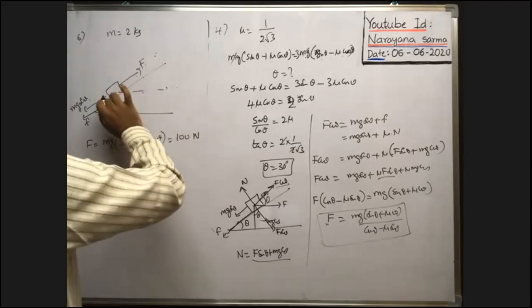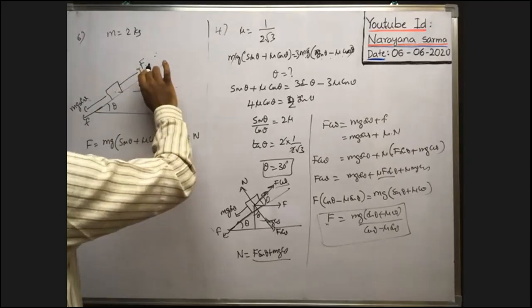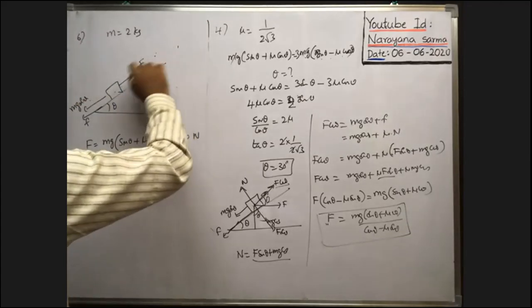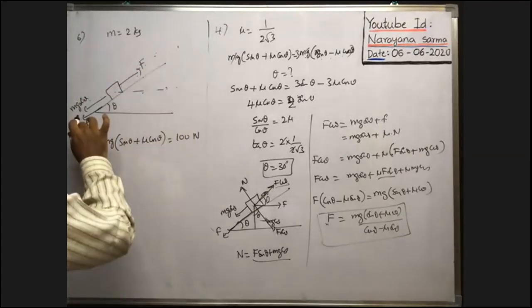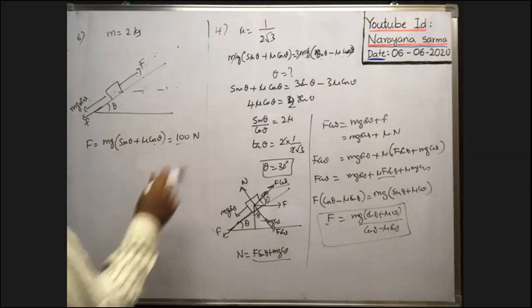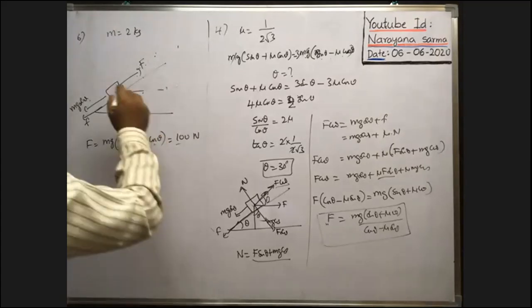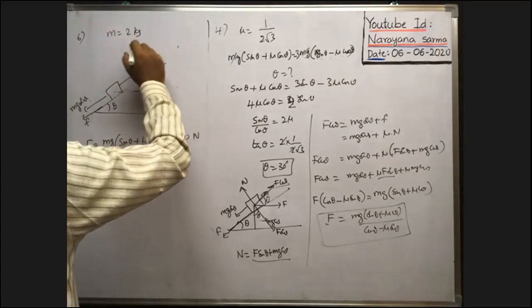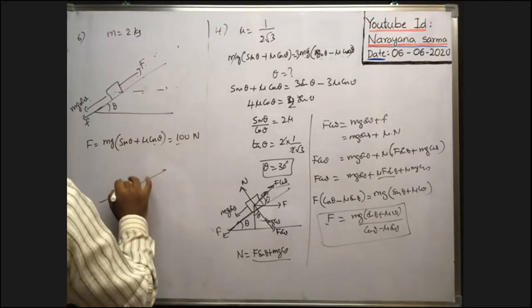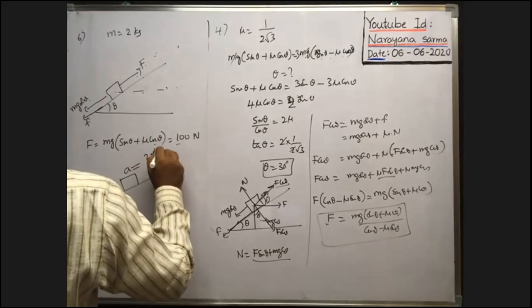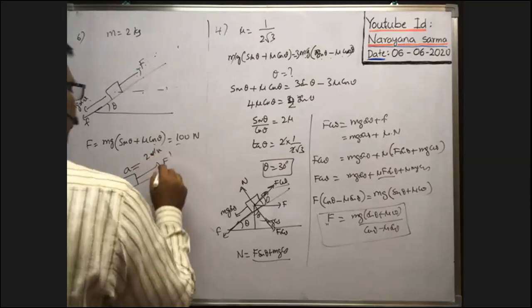Whenever the block moves along the inclined plane upwards with constant velocity, the net force in the downward direction is equal to the applied force along the inclined plane upwards. That's why F is equal to mg of sin theta plus mu cos theta. That is given as 100. Next, the force needed to move the block up the inclined plane with acceleration 2 meters per second square is F dash. What is the force needed? The force needed is F dash.